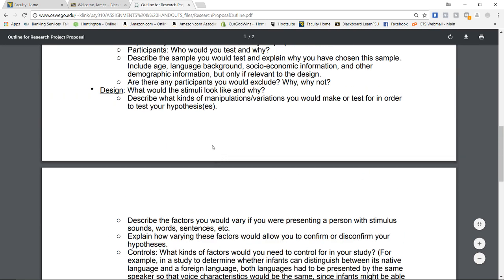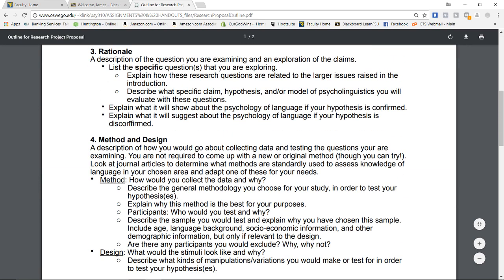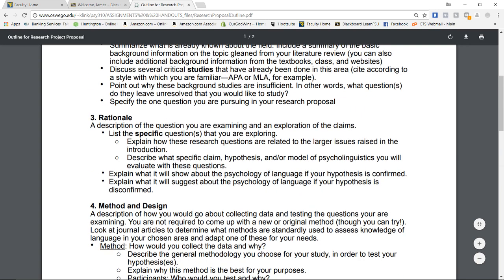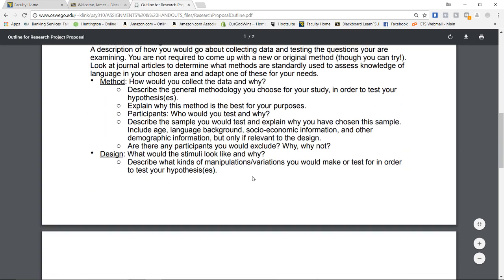So don't look at this and say, oh, there's so much. Don't let it overwhelm you. Take it one piece at a time. Look at it like a puzzle, and just start with one piece at a time. Your background is one piece, your rationale is one piece, with their own headings like this, their own bold subheadings like this, and you'll be done with it in no time, okay?